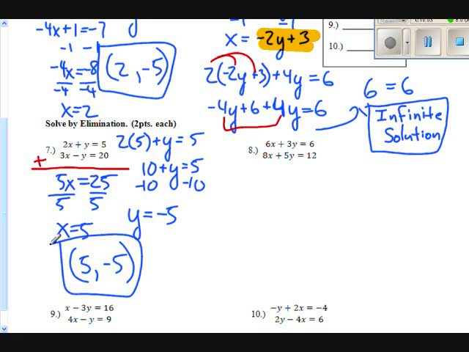If I take a look at this next one, this is not quite as easy as number 7. With this one, I've got to change these numbers by multiplying by something in order to get additive inverses, okay? So if I've got like a positive 10 in one and negative 10 in the other. So you can either use the x values or the y values. I'm going to use the y values only because they're smaller numbers here, okay?